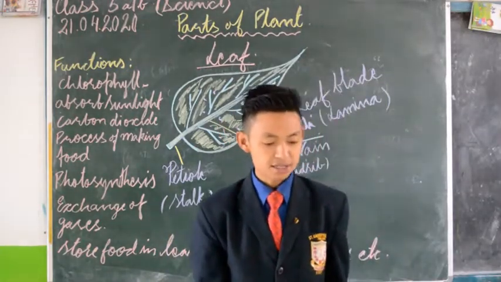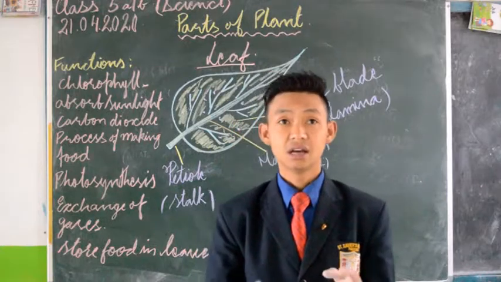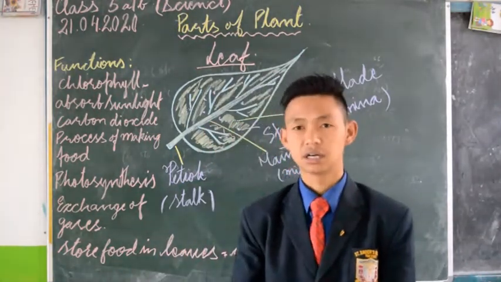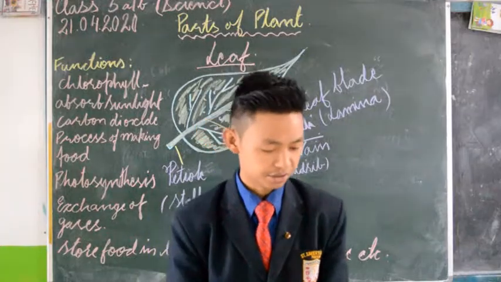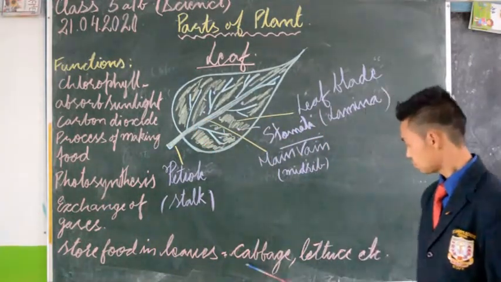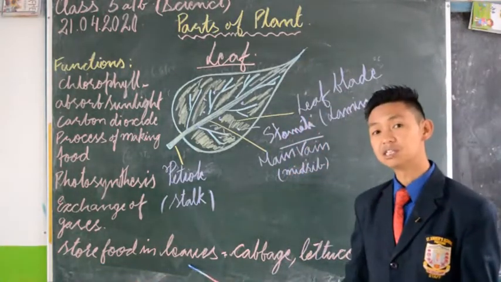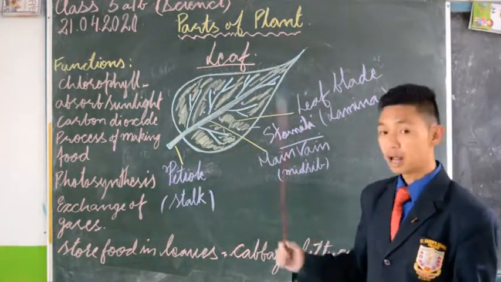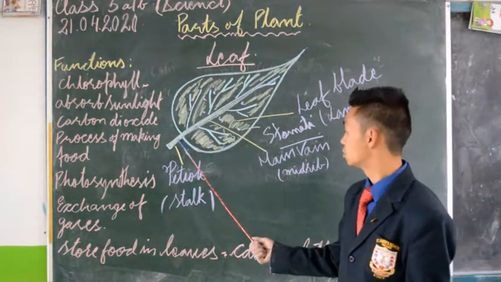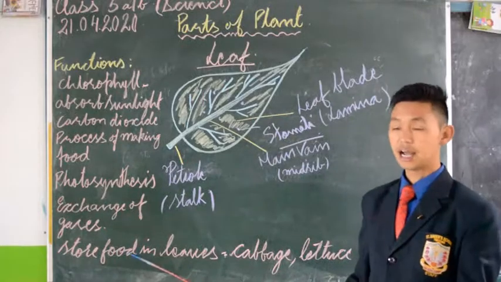Some plants like cabbage, lettuce, and spinach store their food in their leaves. That's why we take them as vegetables. Some plants like cabbage and lettuce store food in their leaves itself. And the other plants prepare the food in the leaves and give it out through the petiole or the stalk to the other parts of the plant.